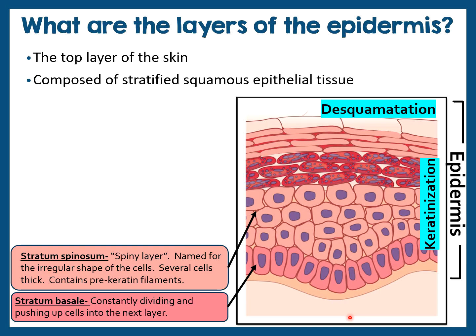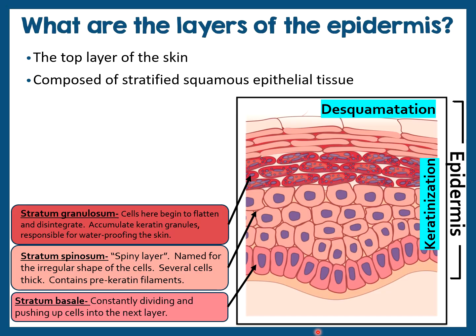One is that they're getting pushed further away from their nutrient supply. They're relying on diffusion of those nutrients and diffusion of their waste to leave and get out of the cell. But then they're also starting to fill up with this pre-keratin filament. And so instead of having their cytoplasm that is watery and gel-like, which allows all those complex chemical reactions to take place, they're being replaced with a pre-keratin filament, and those chemical reactions are no longer taking place, and so the cell is beginning to die. Once they start to begin to flatten out and disintegrate, that is characteristic of the stratum granulosum layer.